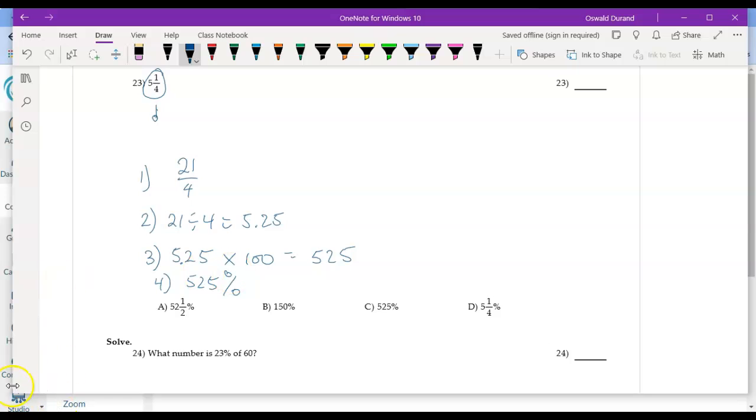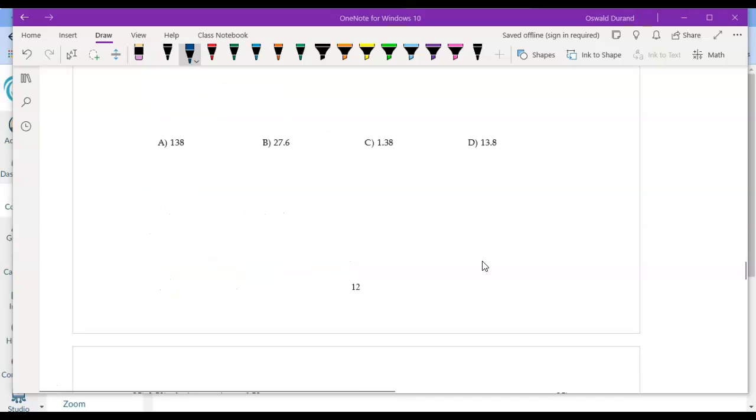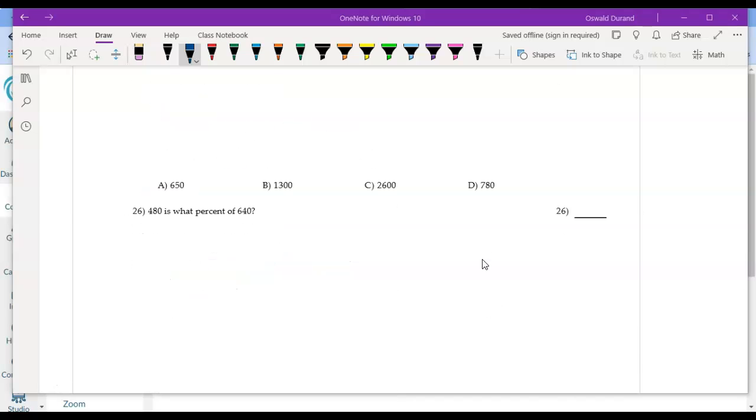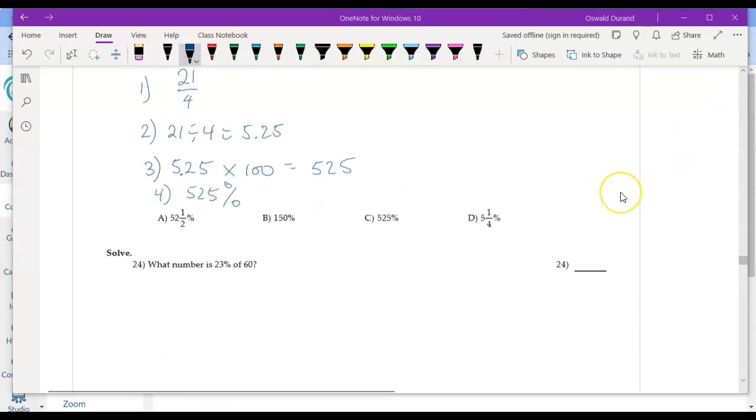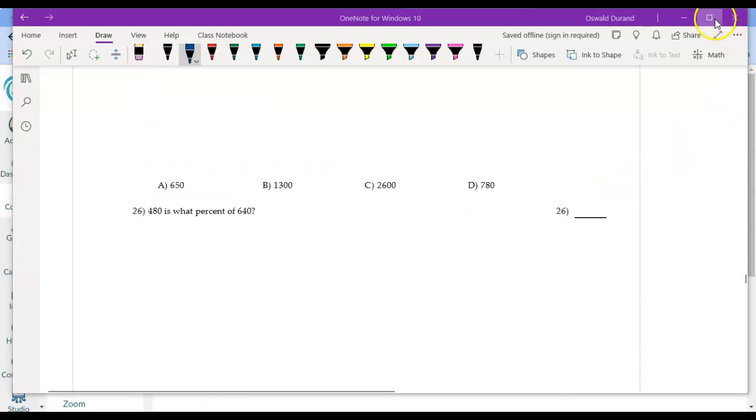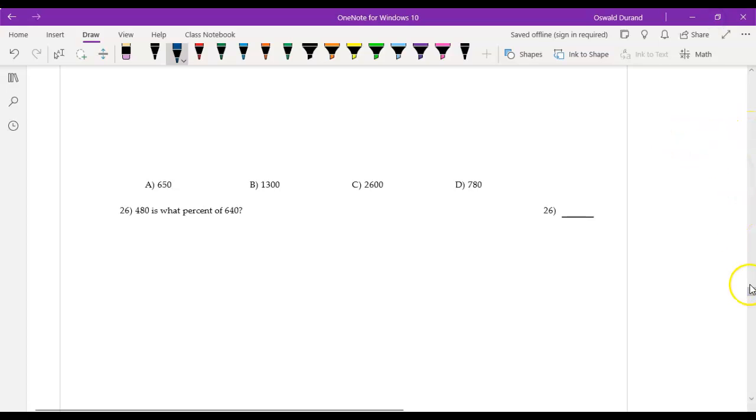All right, so let me stop this for a second. All right. Now let's continue on with percentages, but in word problems. All right, so let's learn how to set them up first. Just let me get into my settings.